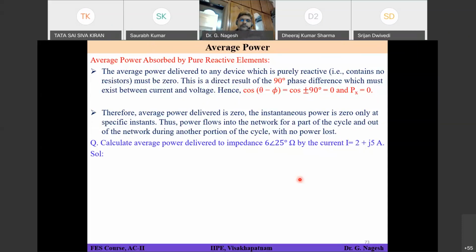Did anyone able to get it? 78. 10.87. 77. 78 point something. Someone is saying something else? 10.87. 77. Okay. Let's see that.